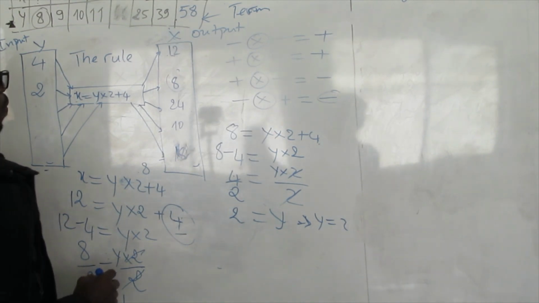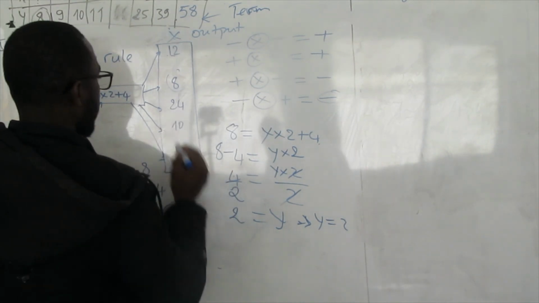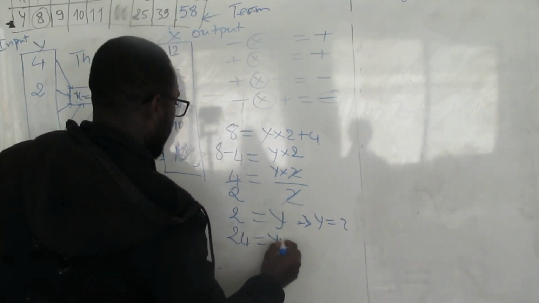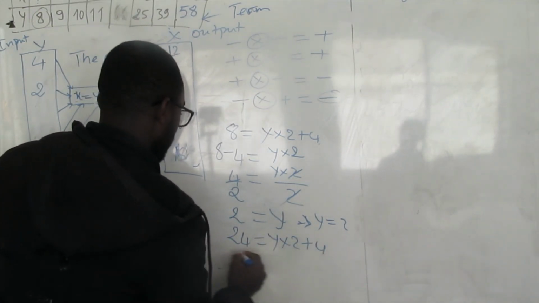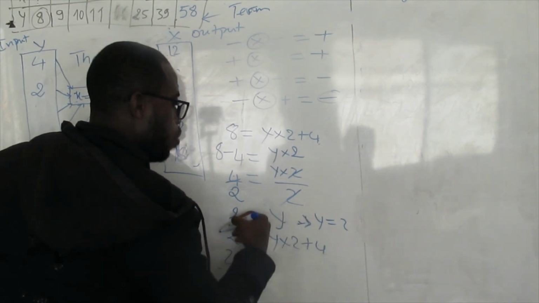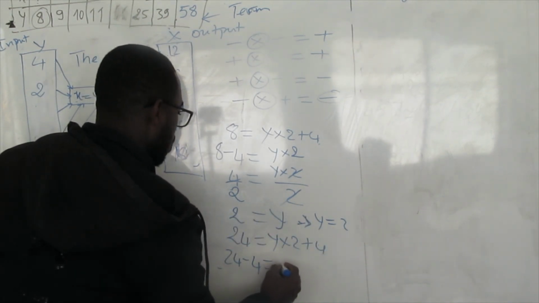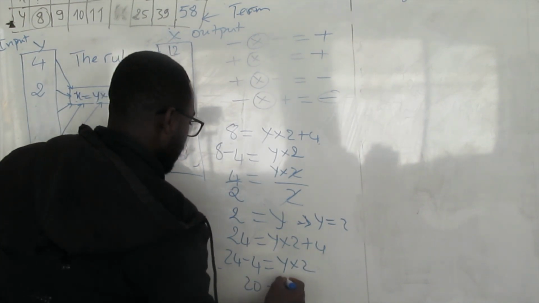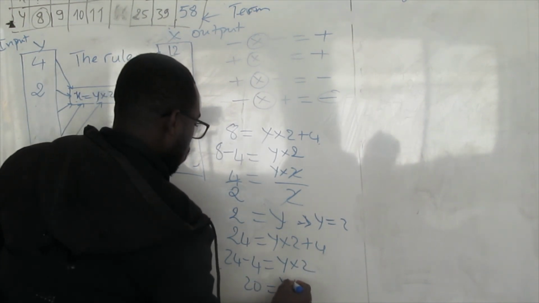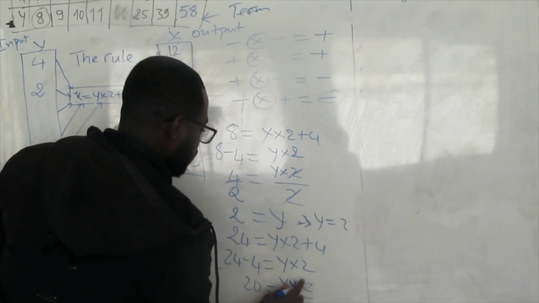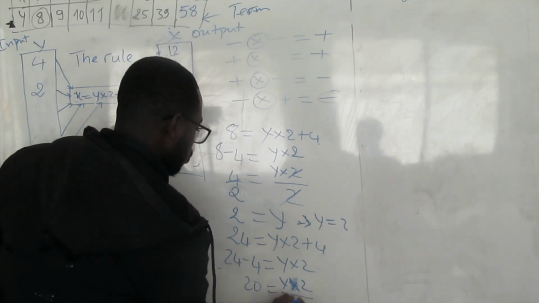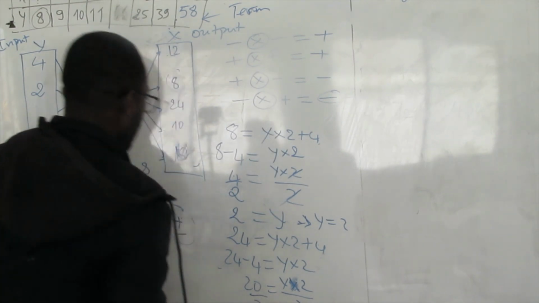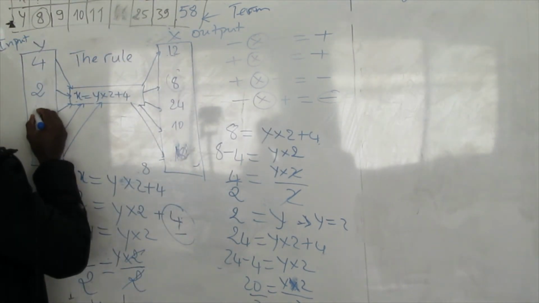The next one is 2 as well. So with 24, your y times 2 plus 4 equal to 24. This 4 will shift to this side. 24 minus 4 equal to y times 2, which is 20. Then y times 2, you simplify. You divide both sides by 2. 10 equal to y. So y here equal to 10.